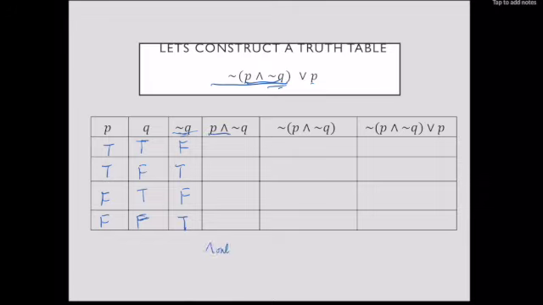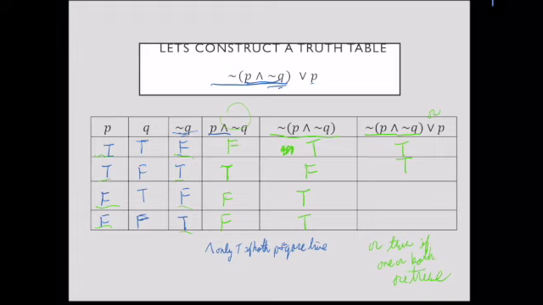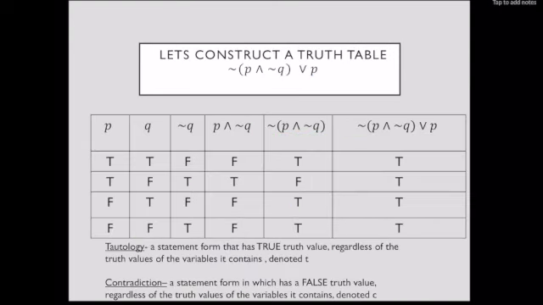So let's take a look. Okay, I have true and true, which is going to be true. True or false, which is going to be true. False or true, which is going to be true. And then false or true, which is going to be true. This is really interesting. I have all true statements. This statement is always going to be true. This is an example of a tautology.